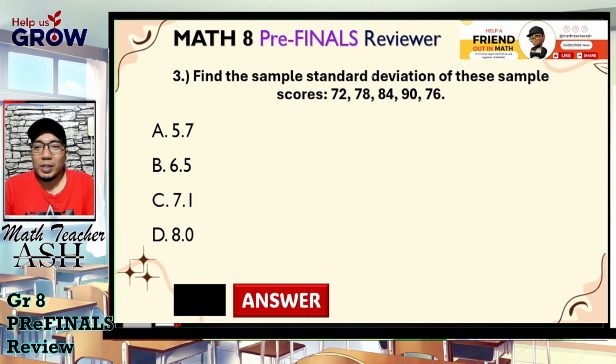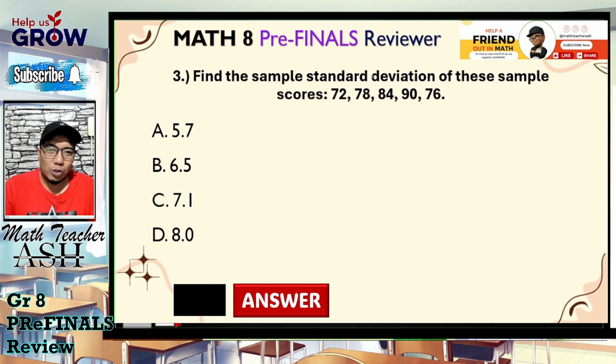Now, what do we do with these numbers? The next thing to do is to square each of those numbers. So, we have 64, 4, 16, 100, and 16. And with those numbers, what we do is we add them. So the total of those numbers will be 200.